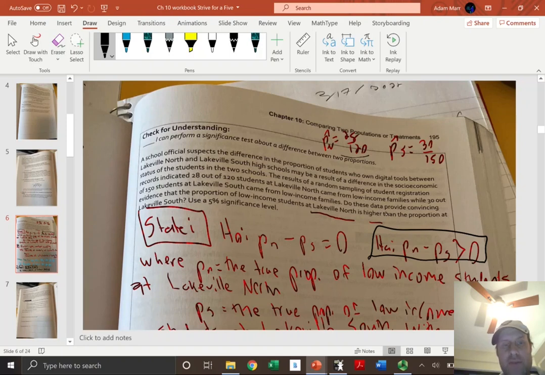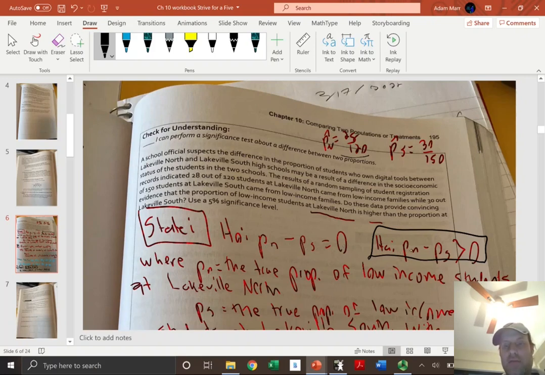Do these data provide convincing evidence that the proportion of low-income students at Lakeville North is higher than the proportion at Lakeville South? Use a 5% significance level. All right, so how did I start this? State the null hypothesis: p sub n minus p sub s equals 0.